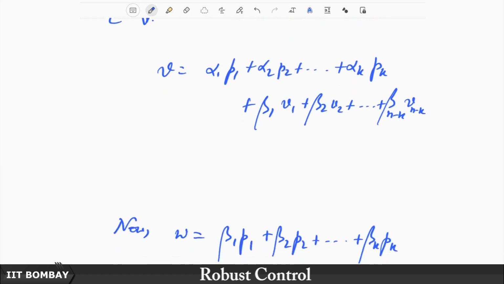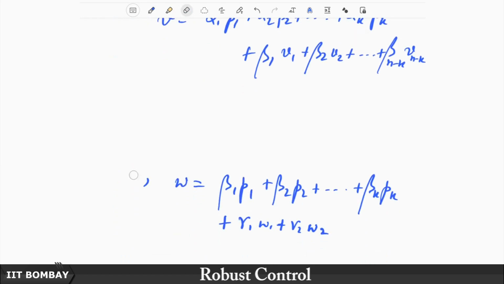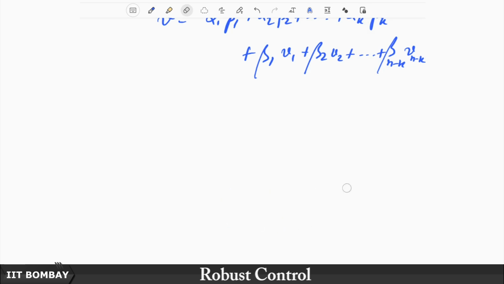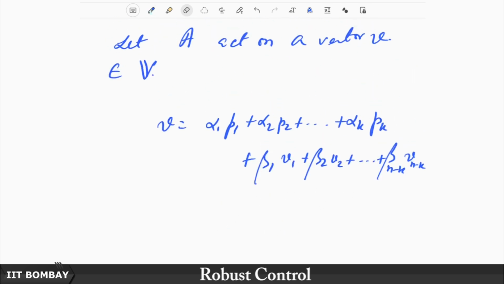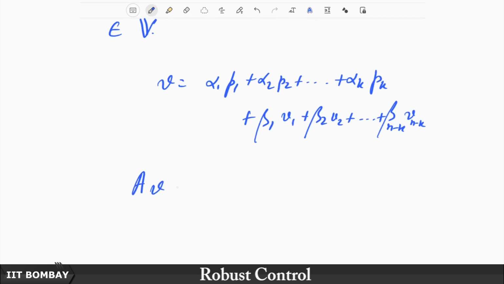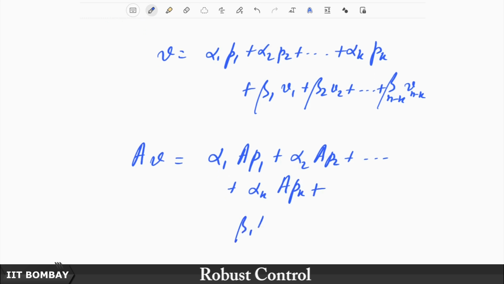So now when you act on this vector V using the linear map, when you hit it with the linear map, AV then turns out to be, again due to the linearity of the map, alpha 1 AP1 plus alpha 2 AP2 plus dot dot dot till alpha k APk plus beta 1 AV1 plus beta 2 AV2 plus dot dot dot till beta n minus k A V n minus k.